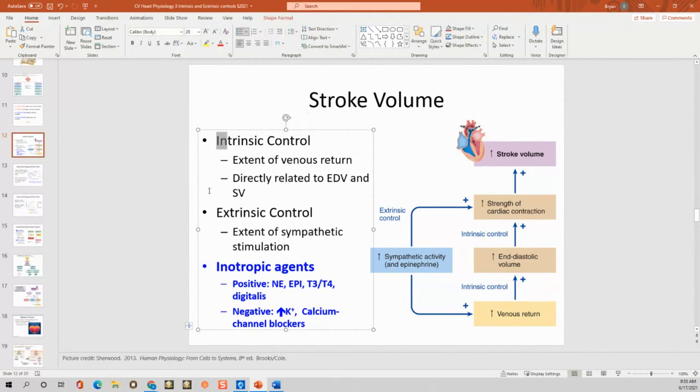Intrinsic tells us a local control. Intrinsic is within, it's local. Extrinsic tells you it's from outside. Intrinsic's from inside, extrinsic's from outside.